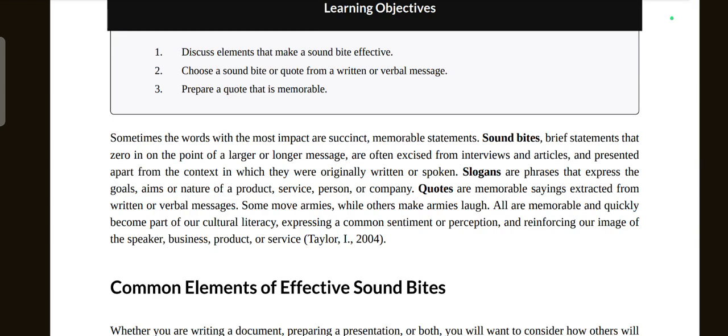So, the quotes, those are memorable sayings extracted from written or verbal messages. So, when we say quotes, it is usually extracted from written or verbal messages.